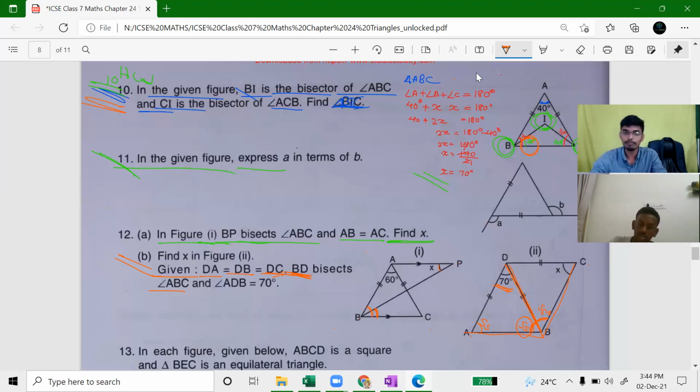When an angle is divided by the bisector, there are two equal angles formed. If one is 55, then the other will also be 55 degree. If one is 70 degree, the other will be 70 degree. If one is X, then the other will be X. So if this is 55, then this will also become 55.